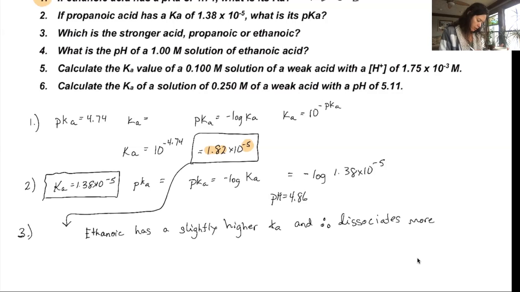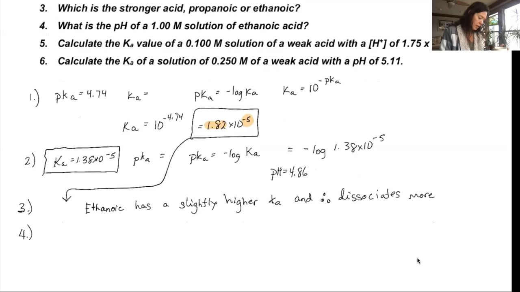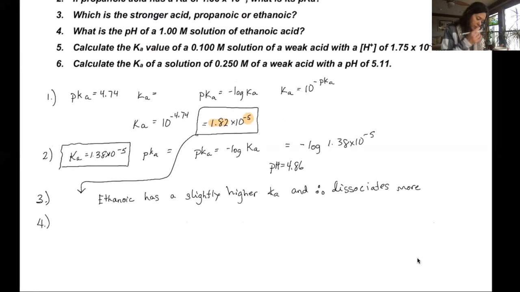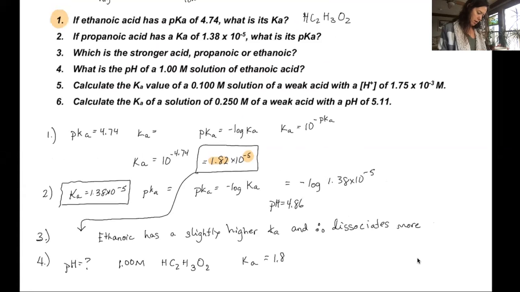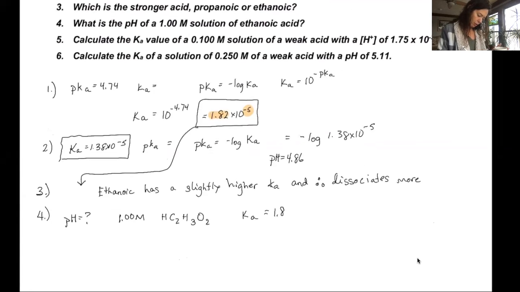All right, 4. Calculate, what is the pH of a 1.00 molar solution of ethanoic acid? And we need to realize that in number 1, the Ka of ethanoic acid was given to us, right? Yeah. And we calculated that to be 1.82 times 10 to the negative 5th.